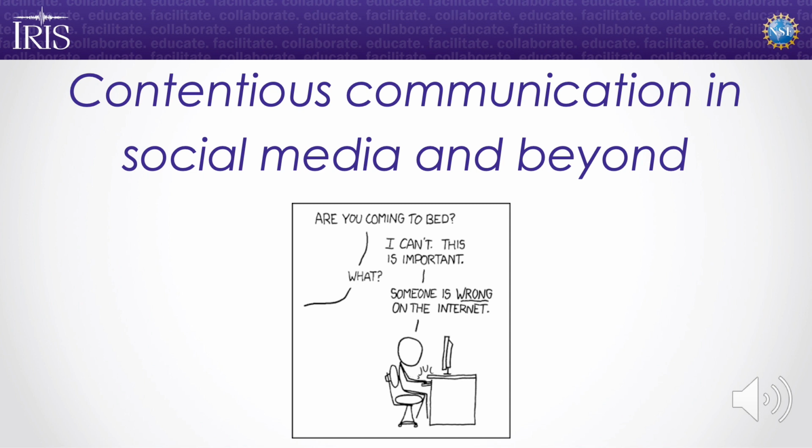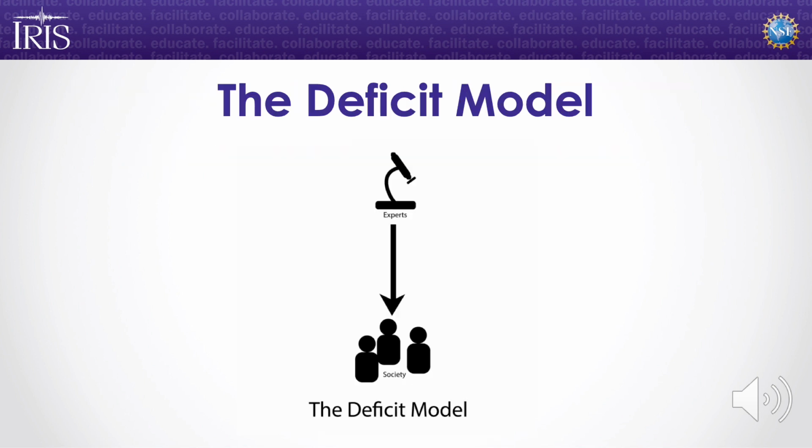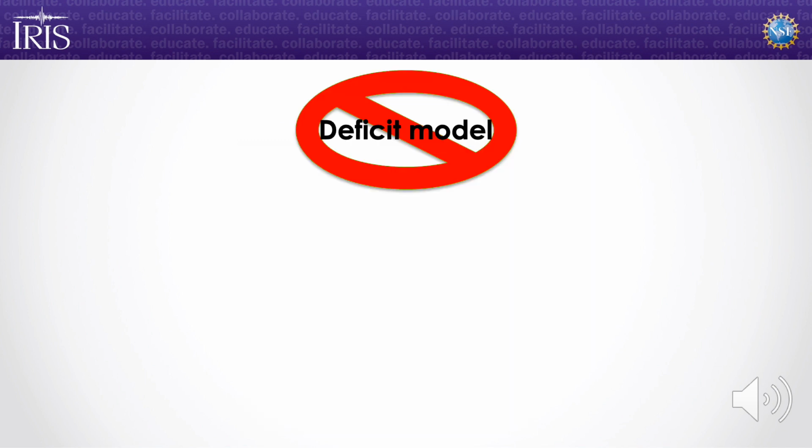And the way we've often approached some of these things, and not just contentious things, all the things, is using the deficit model. The idea of the deficit model is that it attributes public skepticism or hostility to science as a lack of understanding that results from a lack of information. So it implies that the focus of communication should be on improving the transfer of information from experts to non-experts. But we know that the deficit model doesn't work.